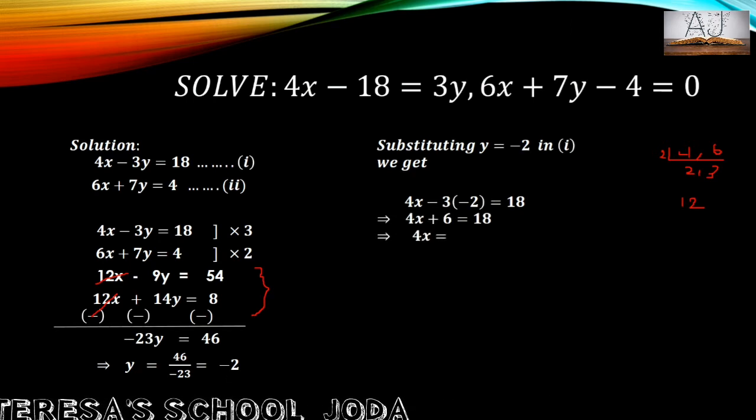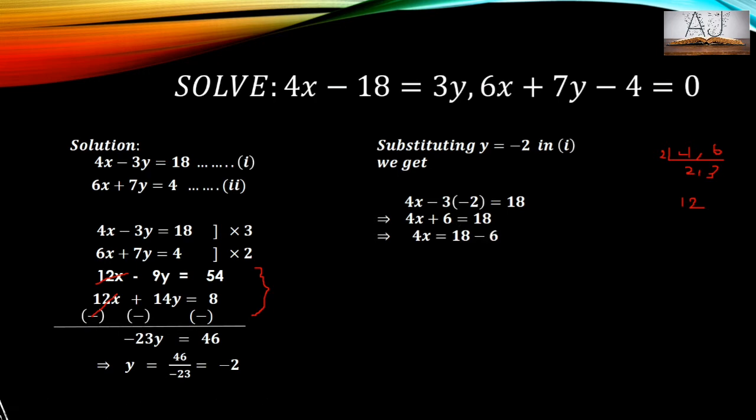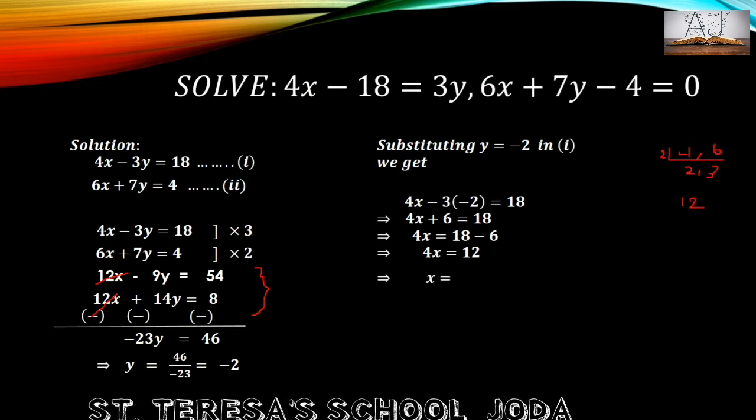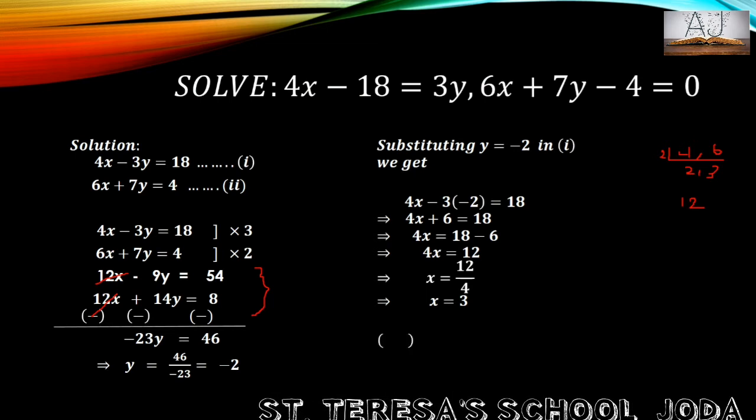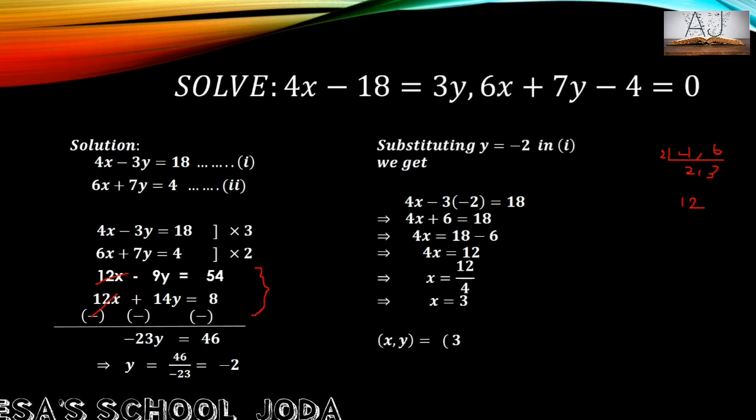Now take 6 to the other side. 4x equal to 18 minus 6, or we get 4x is equal to 12. 18 minus 6 is 12. Or x is equal to 12 by 4. So we get it as 3. So the value of x has come as 3. So we have got both the values. X value is 3, y value is minus 2.